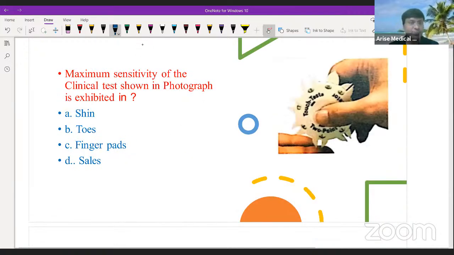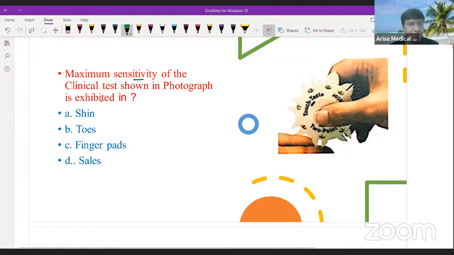So you take the first question. Maximum sensitivity of the clinical test shown in photograph is exhibited in shin, toes, finger pads, and then sole of the foot.